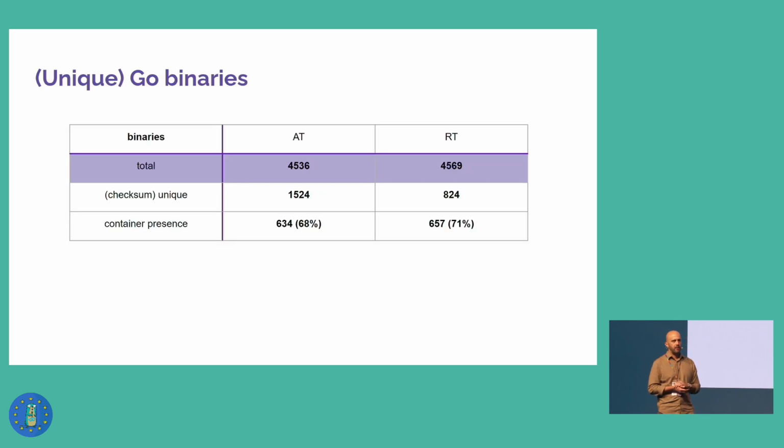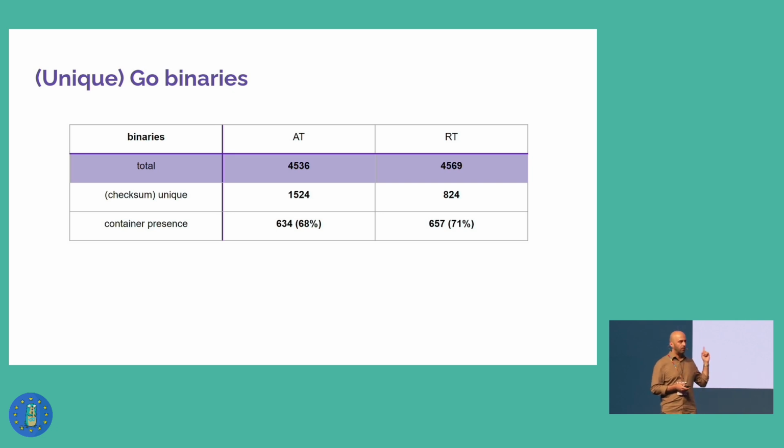There are about 4.5K Go binaries in each of these sets. This means that on average, there are about 5 Go binaries per successfully analyzed container. But of course, a binary can appear in multiple containers. So from this point on in this talk, I'll be focusing on unique binaries. And these are unique up to their checksum.